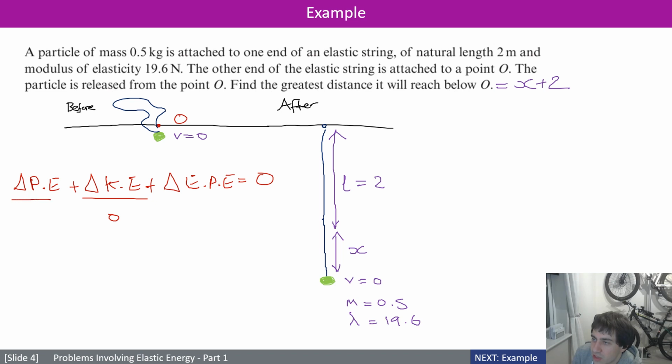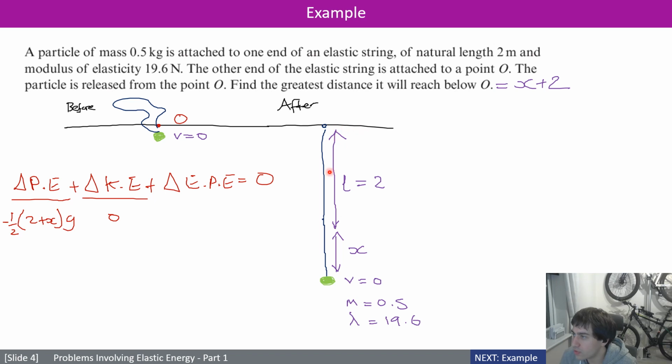The change in potential energy, well, it's lost some, right, because it's fallen down. It's fallen down a distance of 2 plus x, and then we multiply that by mg to get the potential that's lost. So m is 0.5, so we get a half times 2 plus x times g, and in fact it's going to be minus that because it's a loss of potential energy.